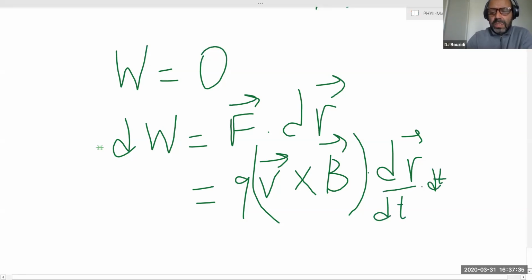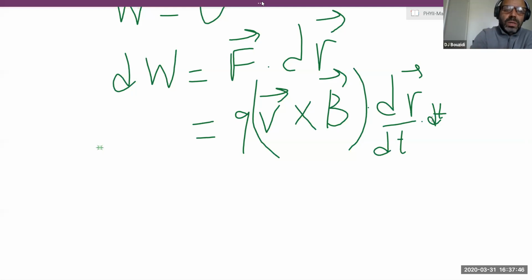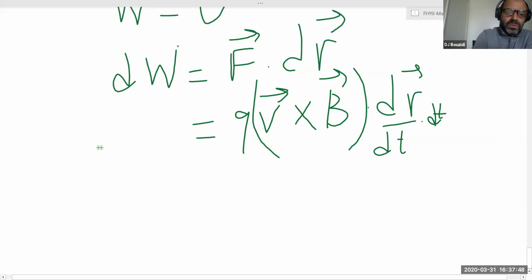This is stupid, what I just said. It's not possible because d is not division. d is an operation. So usually what you do in physics, in practice at least, is define work. You don't define it in this differential form. You're going to define it in a finite value.